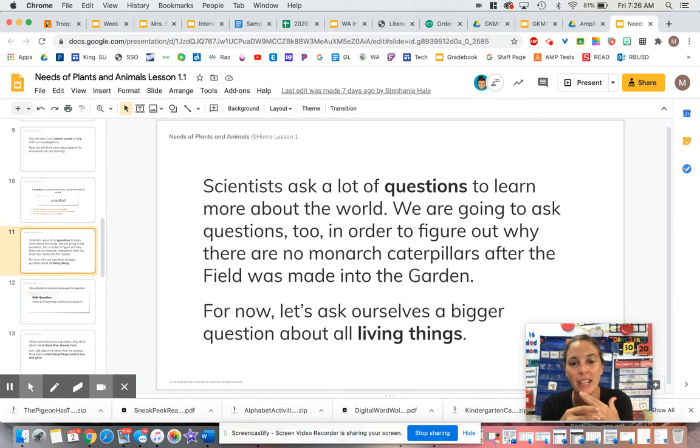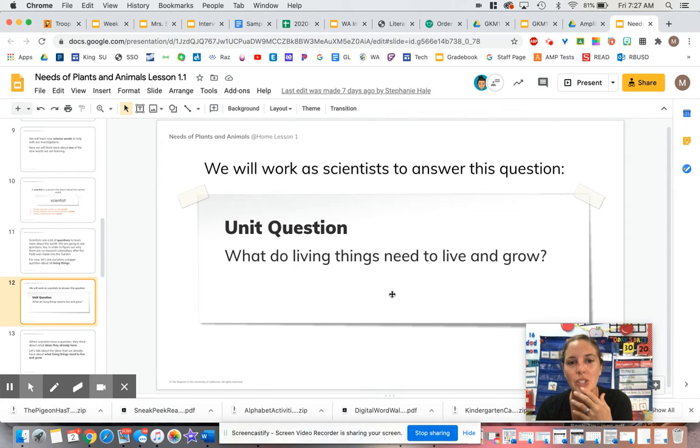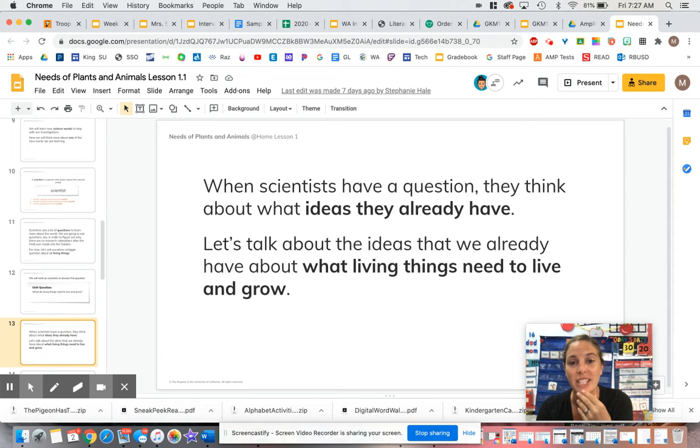So now we are going to ask ourselves bigger questions about living things. So what do living things need to live and grow? That's a question we're going to keep asking ourselves as scientists. When scientists have a question, they think about what ideas they already have. So let's think about what we already know about living things and what they need to live and grow.